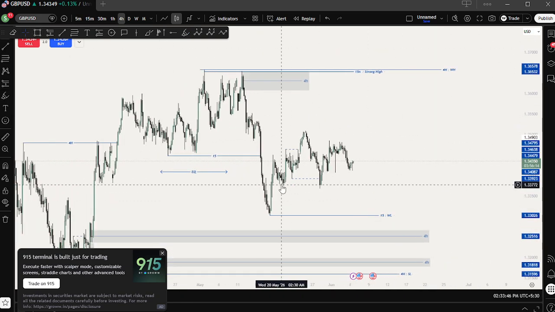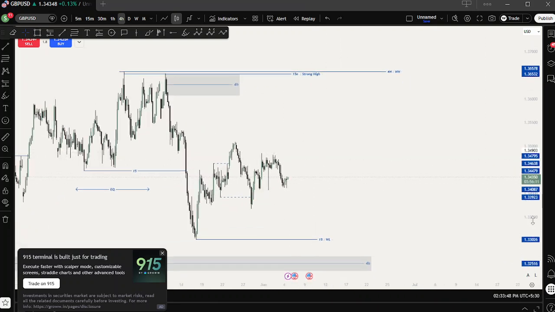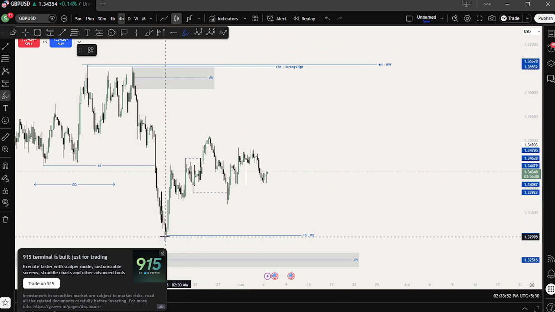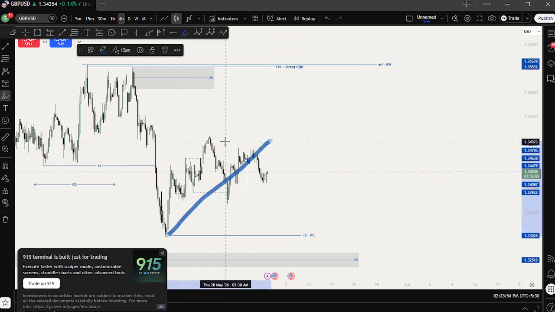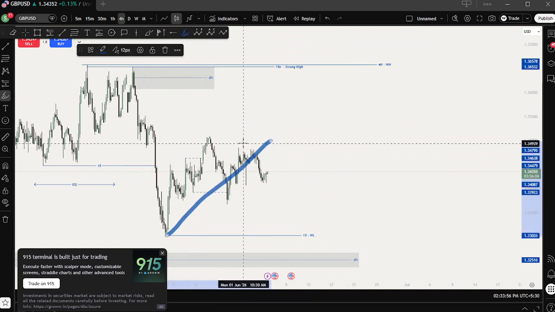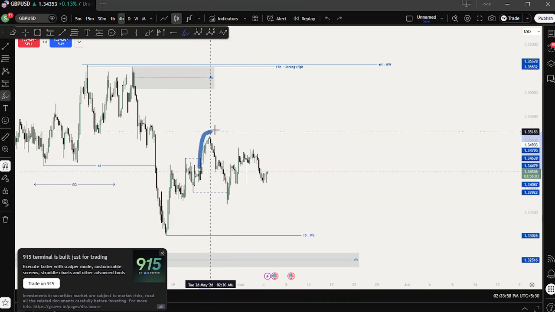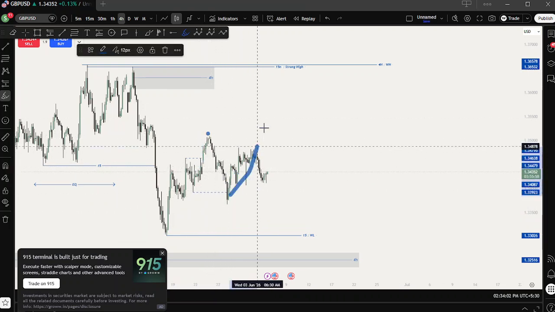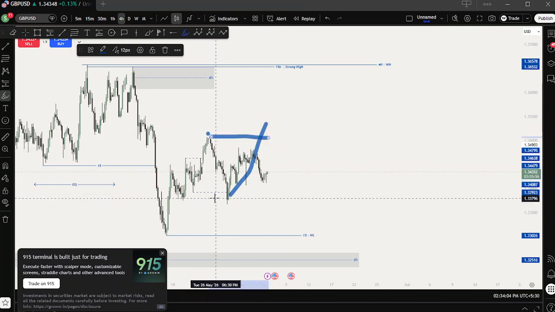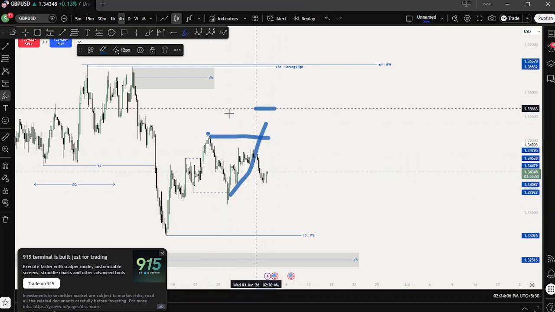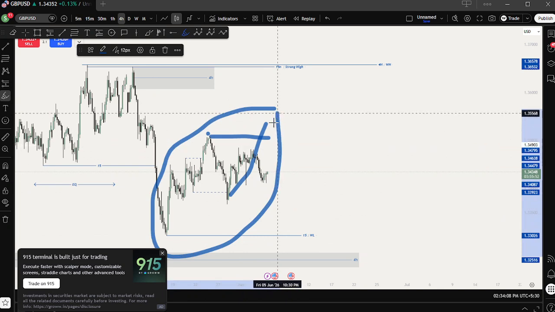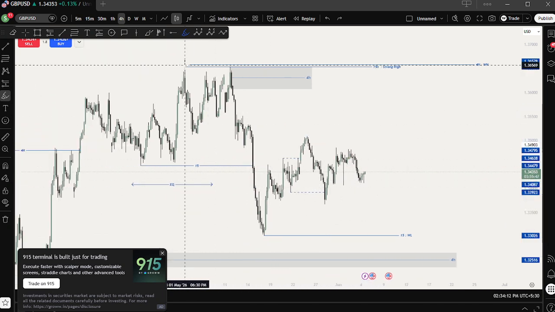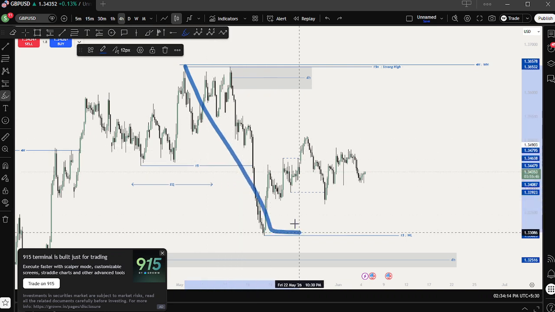So the thing is, right now, for me to consider that we have a strong validation that this could be the potential continuation, I want to see this high at this moment violated like such, and then I will be following this continuation of the 4-hour. As of now, I am going to follow the 15-minute structure.